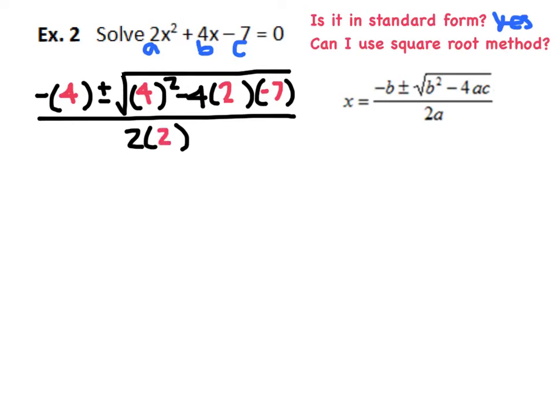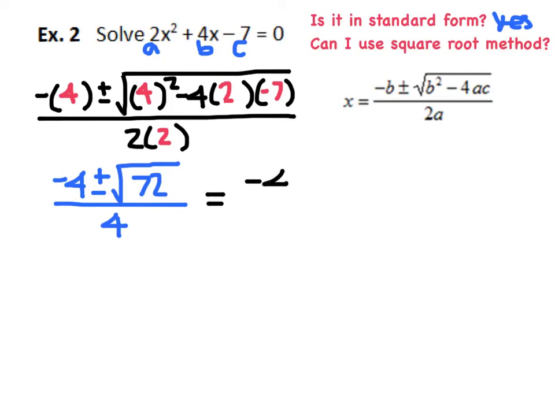Now I simplify. -4 plus or minus the square root of, let's see what we get when we work that out. The answer is 72, all divided by 2 times 2, which is 4. Alright, I keep the -4 plus or minus. The square root of 72 is not a perfect number, so we're going to round to the nearest hundredth place, which gives us 8.49. I'm going to divide that by 4.